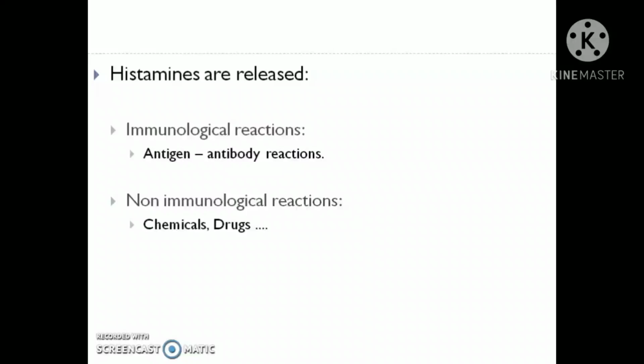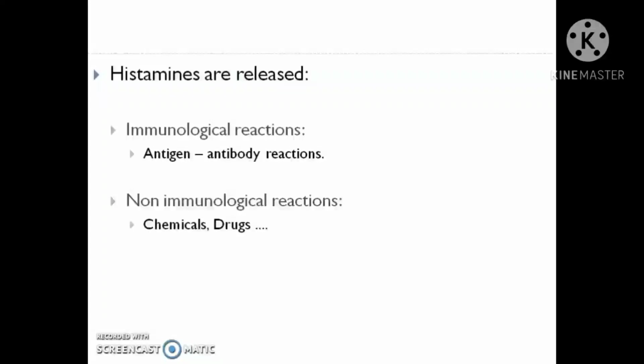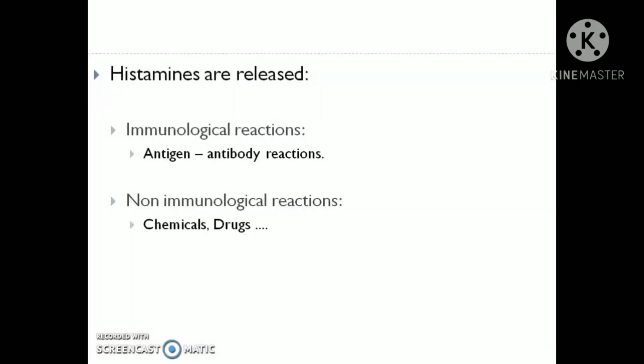Then histamine can also be released by certain non-immunological reasons. Example, certain chemicals like drugs, peptides, venoms, certain organic bases like amides, amidines, and alkaloids, antibiotics, tuberculin, succinylcholine, radiocontrast media, plasma expanders, etc. can also release histamine from these storage granules.